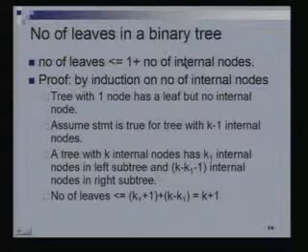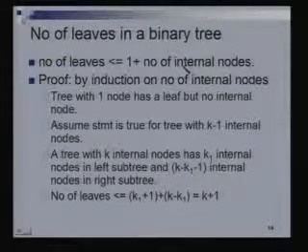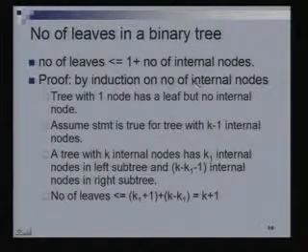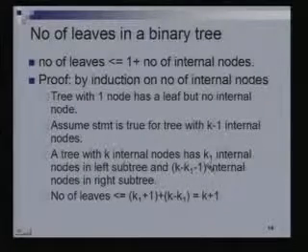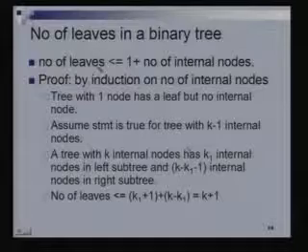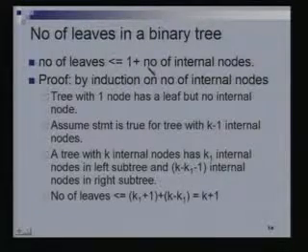So we have to show that the number of leaves is at most 1 plus k. Is this proof clear to everyone? It's a simple proof which shows that the number of leaves is at most 1 plus the number of internal nodes. There was a tree we saw where the number of leaves was equal to the number of internal nodes plus 1, a complete binary tree.